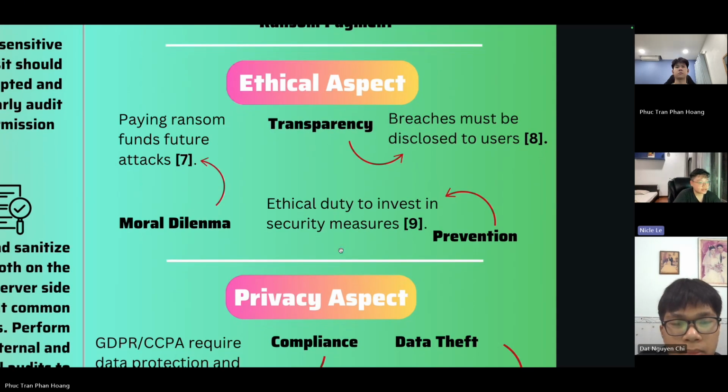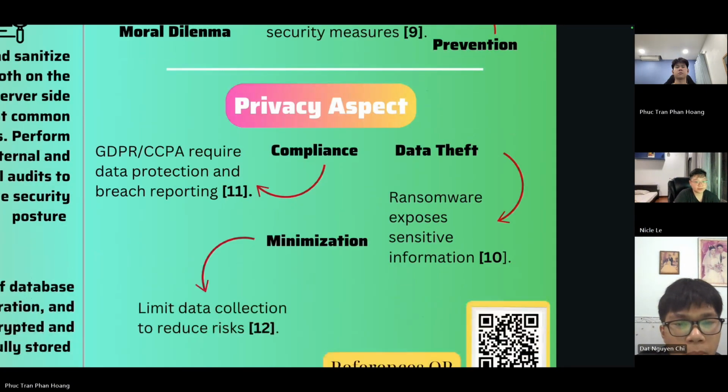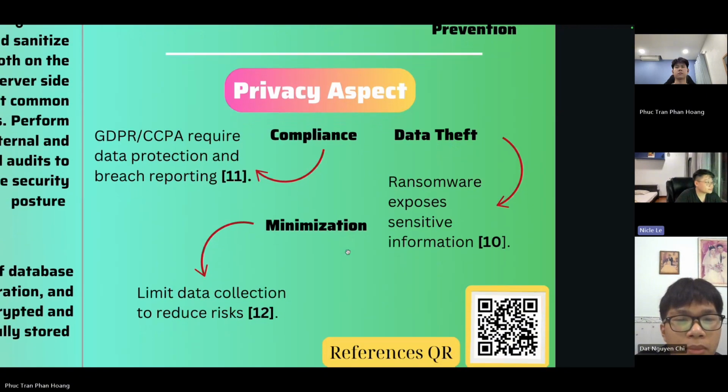ransomware. Last one, the privacy aspect. Ransomware attacks the privacy of the user, so we need to make sure that we have protection and breach reporting in compliance with the company that we're using. We should also limit data collection to reduce the risk to our users. Lastly, ransomware exposes sensitive information and makes money from it. So make sure that you understand how to protect against this aspect.